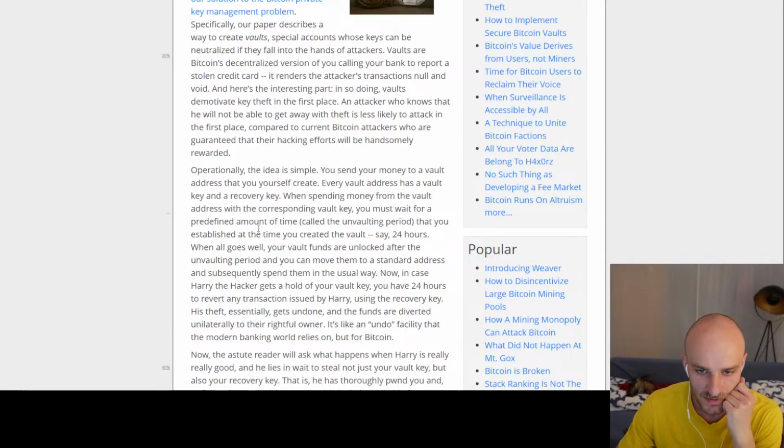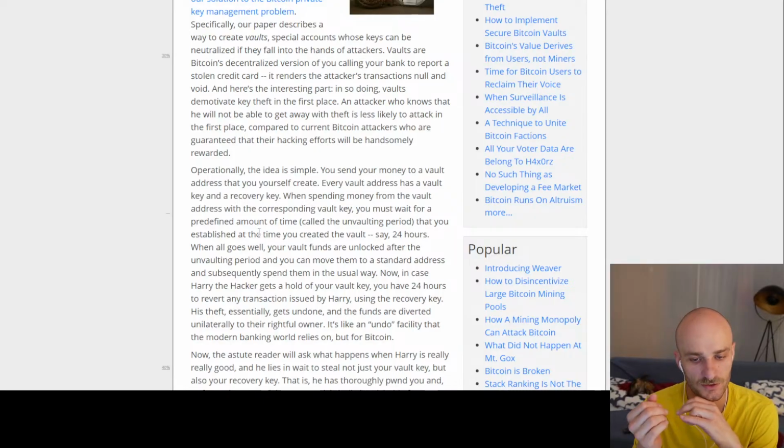Operationally, the idea is simple. You send your money to a vault address that you yourself create. Every vault address has a vault key and a recovery key. When spending money from the vault address with the corresponding vault key, you must wait for a predefined amount of time, called the unvaulting period, that you established at the time you created the vault, say 24 hours.